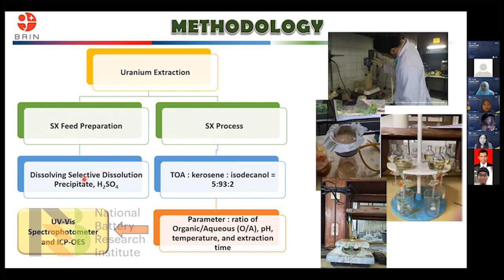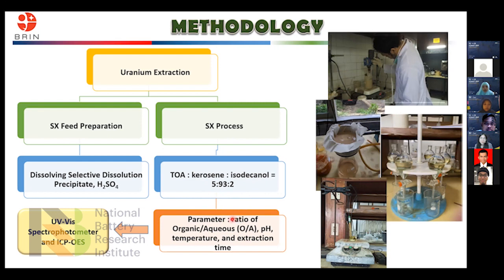Solvent extraction feed preparation was carried out by dissolving the selective dissolution precipitate with sulfuric acid, while the solvent extraction process was carried out by mixing trioctylamine, kerosene, and isodecanol with this composition: TOA 5%, kerosene 93%, and isodecanol 2%. The parameters studied are the organic to aqueous ratio, pH, temperature, and extraction time.